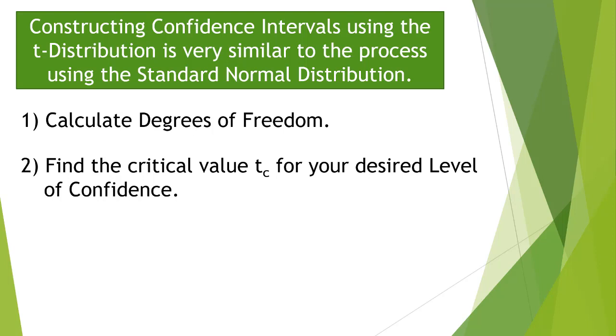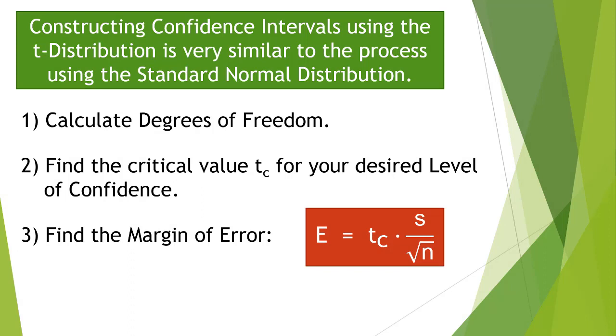Once we've got the critical value, what do we do with it? Well, we need to construct our margin of error. If you remember right, the margin of error with the standard normal distribution was error equals ZC times sigma over the square root of n. Well, with the t-distribution, the error is TC times S over the square root of n. So that's very similar. It's still a critical value times the standard deviation divided by the size of the sample.